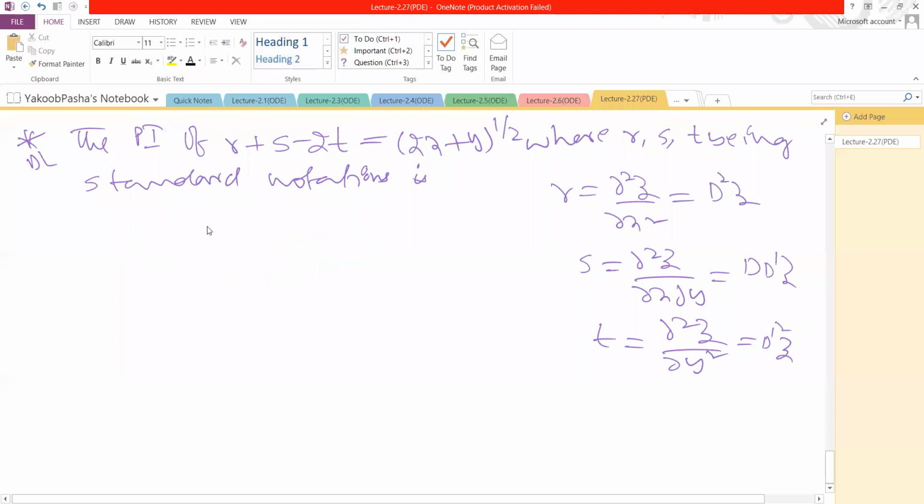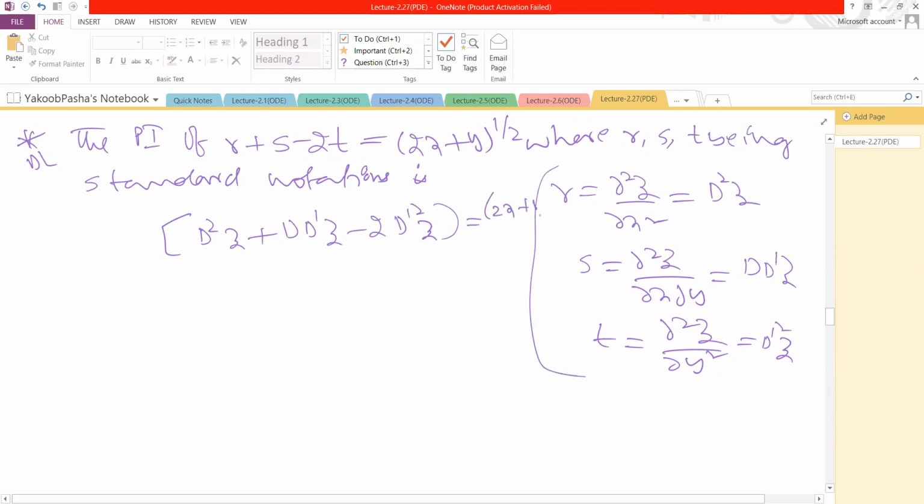You can write this as D²z + D'z − 2D'²z = (2x + y)^(1/2). So we can take z common: (D² + D' − 2D'²)z = (2x + y)^(1/2).